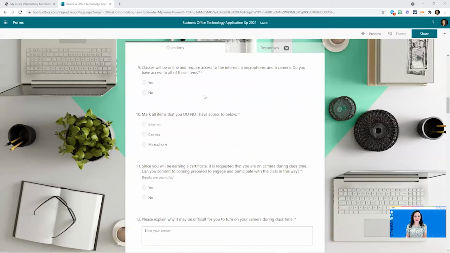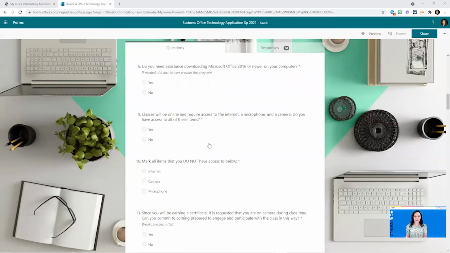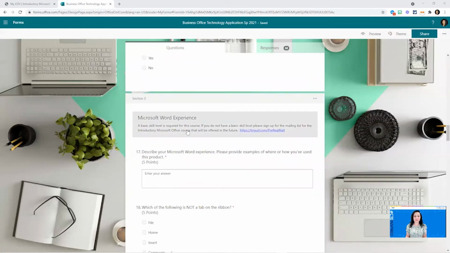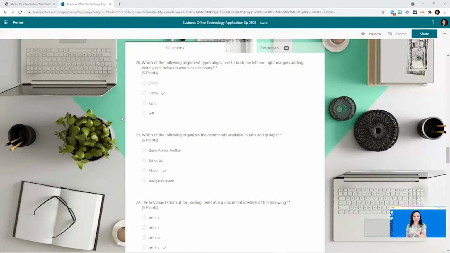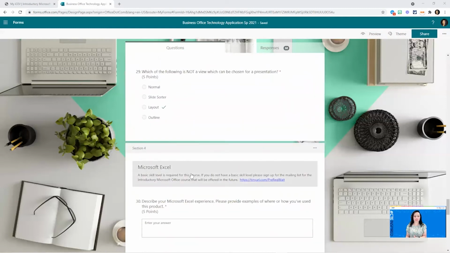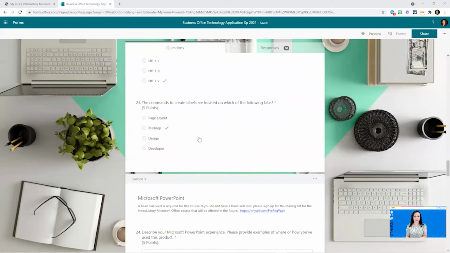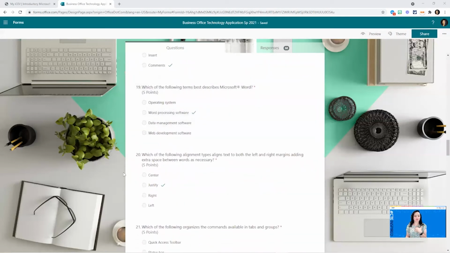So I have that question up here. So if you do not have the basic skill level, please fill it out. And then I'm going to have it again, Microsoft Word, before I ask them some important information. So what I have for each section for Microsoft Word, and then I have Microsoft PowerPoint, again, the same question, and then Microsoft Excel, and again, the same question, right? So repeat, repeat, repeat.